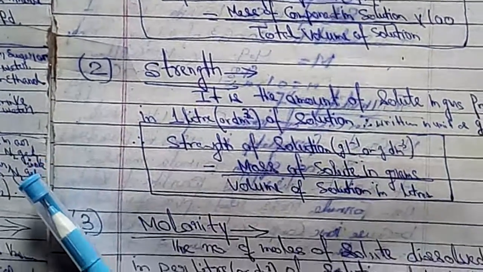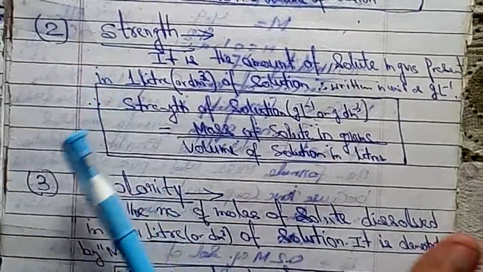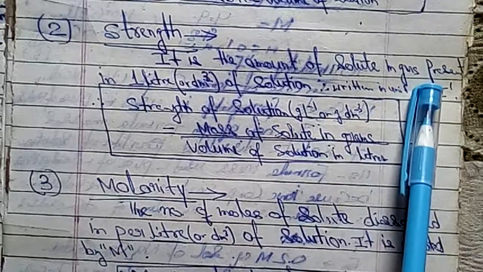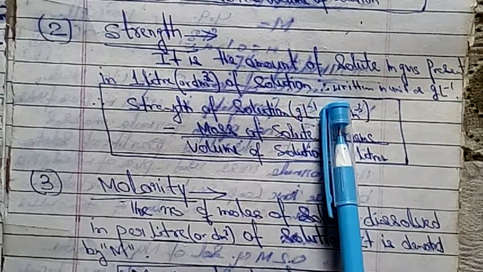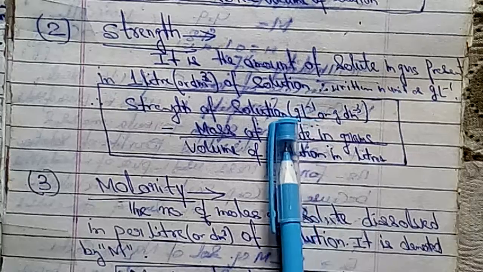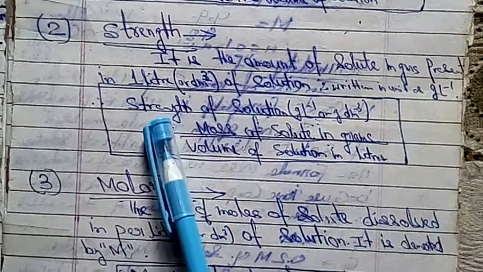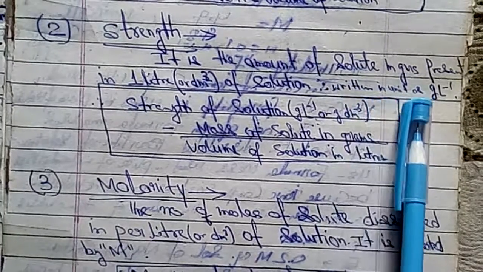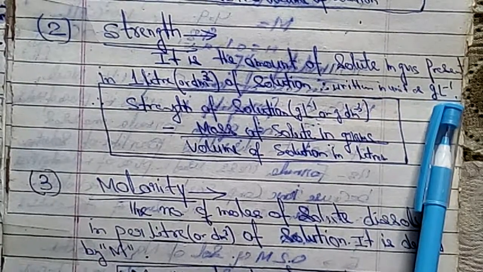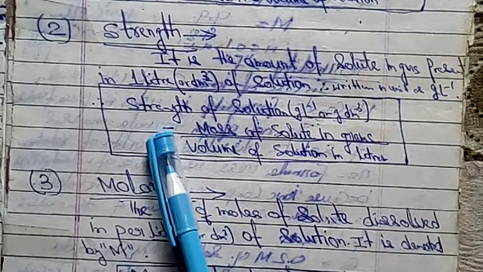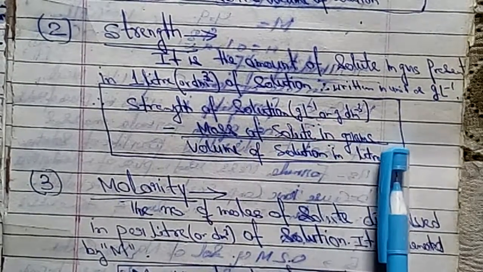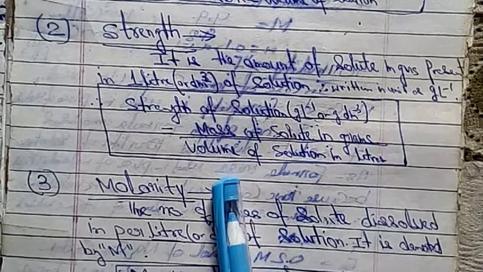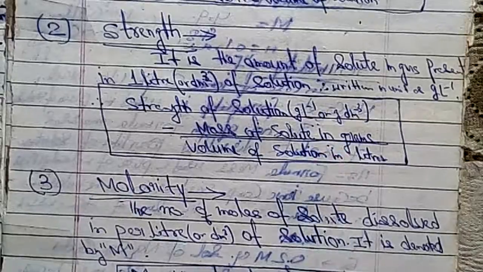Let's move to the second formula to get the concentration of solution, which is strength. It is the amount of solute in grams present in 1 liter of solution. So how will we calculate the strength? The amount of solute in grams present in 1 liter of solution will give you the strength. Therefore, what is the unit? Gram per liter is the unit of strength. So strength of solution is equal to mass of solute in gram divided by volume of solution in liter. With the help of this, strength of solution can be calculated.